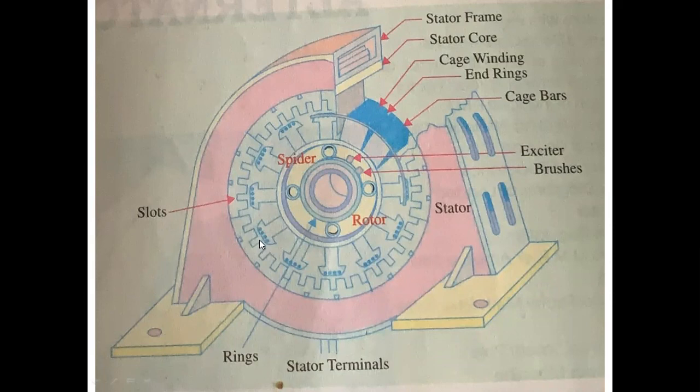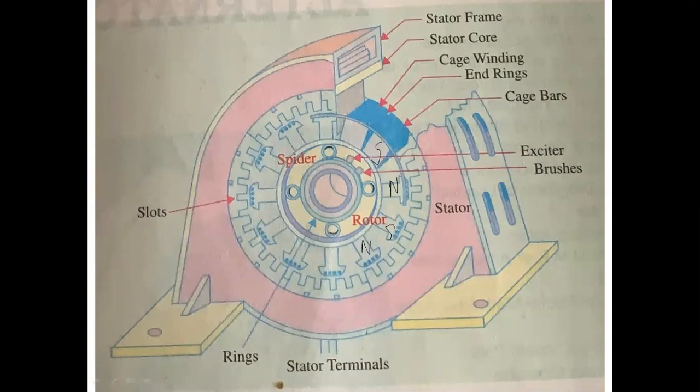The rotor here looks like a wheel. It has alternate north and south poles on the outer rim. If this is north, then this is south, and if this is north, then this is south. Like that, they have alternate north and south poles fixed to the outer rim.